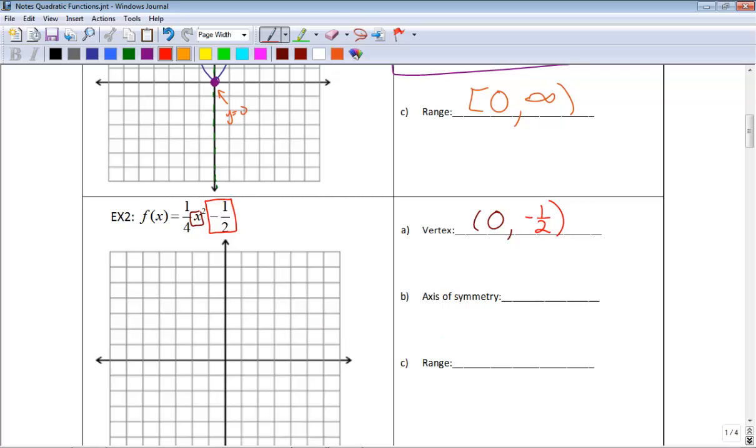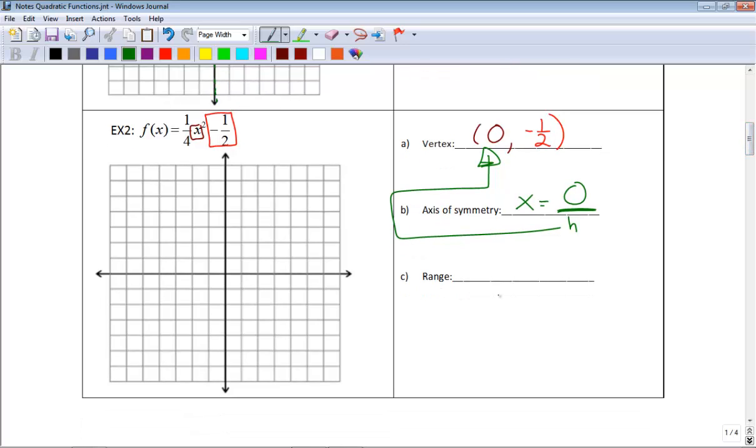So let's then find the axis of symmetry. Well, the axis of symmetry is always x equals some number. The number it equals is the x value of the vertex. Well, the x value of my vertex is 0. So the axis of symmetry for this graph is going to be x equals 0.